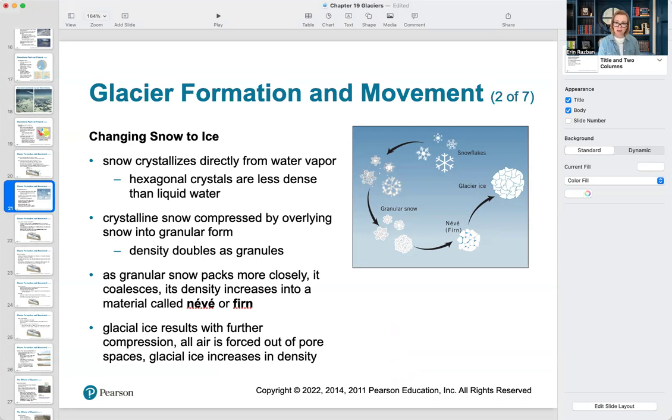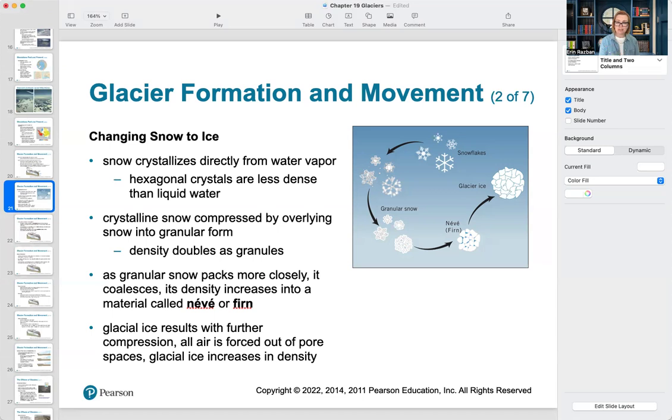This transformation happens in stages. First, the snow becomes what we call firn or neve. These are snow granules that have become packed together through compression. Firn has a density of about half that of water, and you can think of it as the teenage stage between fresh snow and glacial ice.